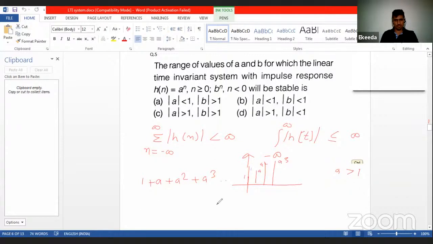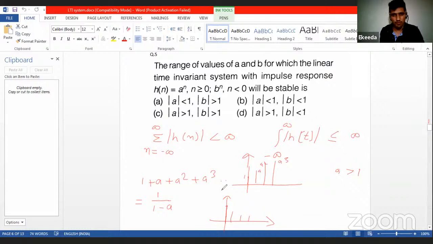And when A is less than 1, the sum will converge and it will be less than infinity. Simply, the sum will be 1 upon 1 minus A, from the geometric progression of infinite terms: first term divided by one minus the ratio. So the modulus of A must be less than 1.